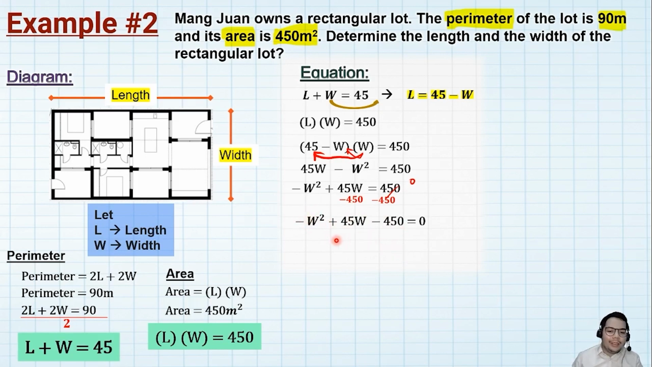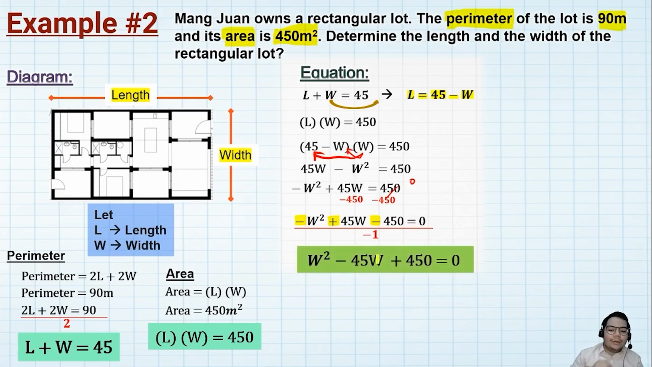Instead of negative 1, we can divide all of them by negative 1. So, each of the term can be divided by negative 1, making their signs in reverse. So, yan. Yung negative w squared will be positive. Itong plus or positive 45 magiging negative. Then, itong negative 450 magiging plus yan mamaya. Then, 0 divided by negative 1 will still be 0. So, now our equation will be positive w squared minus 45w plus 450. So, kung titignan nyo, nagbago na yung mga signs nila. So, ito naging positive na, ito naging subtraction, then ito naging addition na. So, mas maganda yung equation natin kapag nakaganyan and standard form.